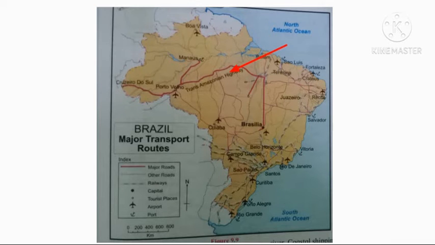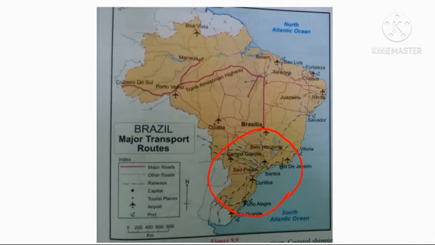Fourth question. What could be the reason for the development of railways in the southeast? If we look into the map, we can see that its topography is an important thing. Here we can see the plain topography, or the plain land, and the concentration of population and industries are also in this particular region. So we can see the development of railways in the southeastern part of the country.